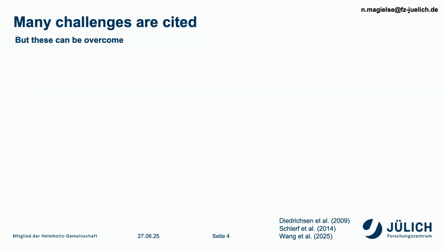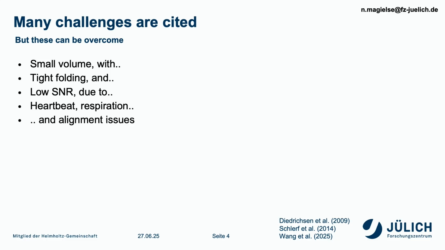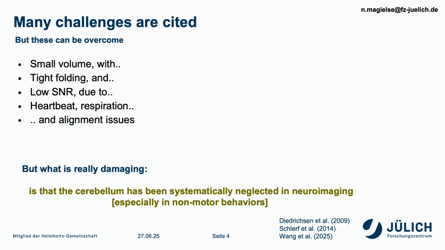Many people name challenges, reasons not to include the cerebellum in scanning sometimes: small volumes, tight folding, low SNR, all kinds of artifacts due to heartbeat, respiration, alignment issues. But my thesis would be that all these challenges can be overcome, and Wang et al. put it nicely in their opinion piece as well. We're here with a group of brilliant mappers, right? And we have overcome these challenges. But the bigger problem, my golden message, is that we're still choosing to ignore it. And that maybe doesn't go for you, but for the people around you.